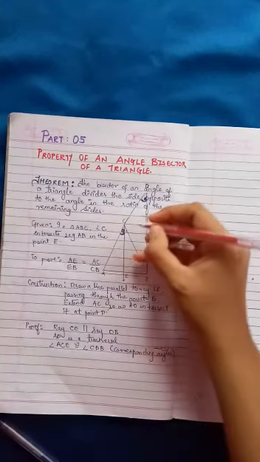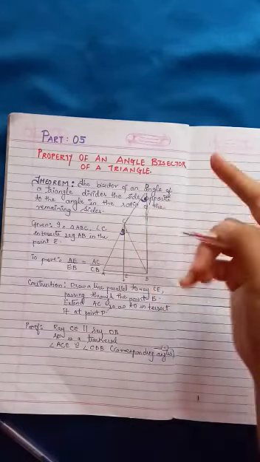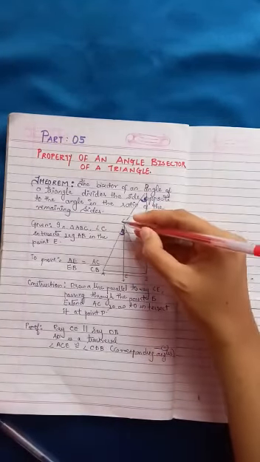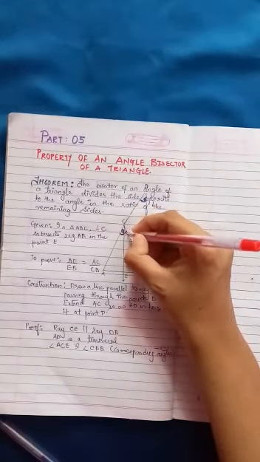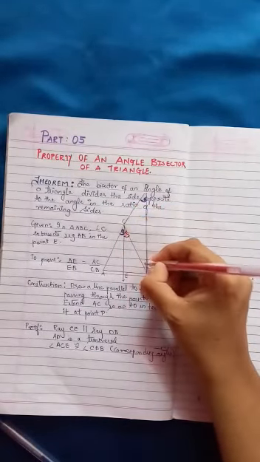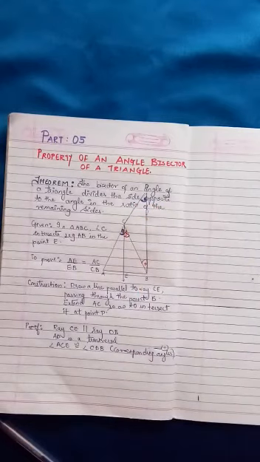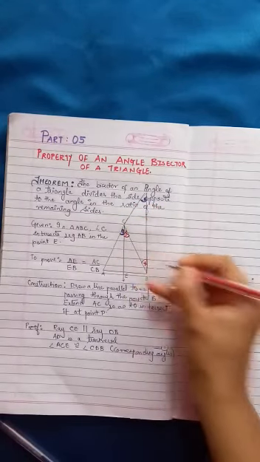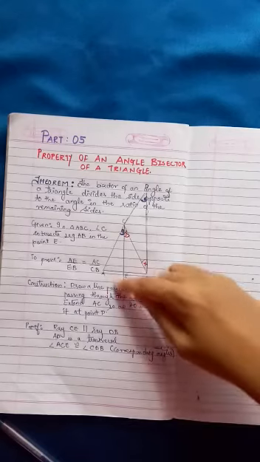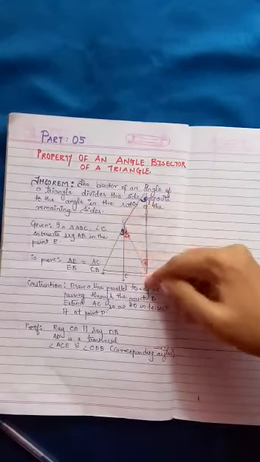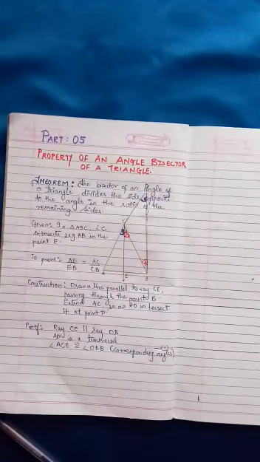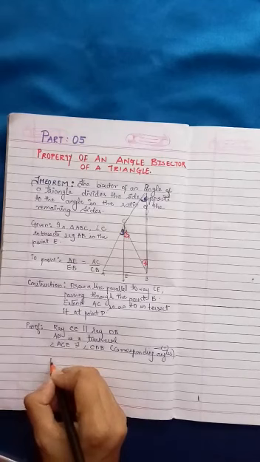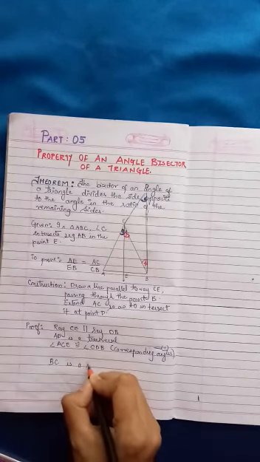Can you see? If I say that BC is a transversal, can I say that this angle and this angle can be congruent? Observe it. These are making a Z. And these two angles are which type of angle? These two angles are alternate angles. Yes or no? So now I'm going to take BC as a transversal.